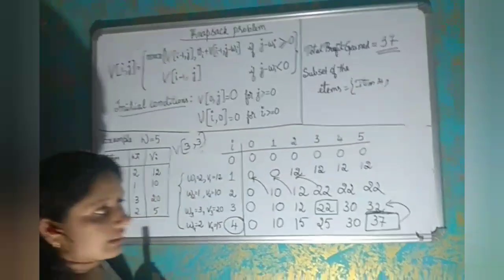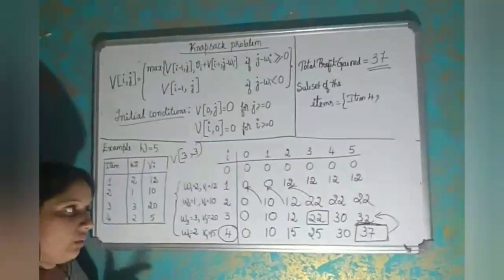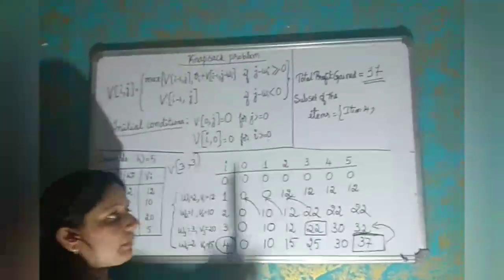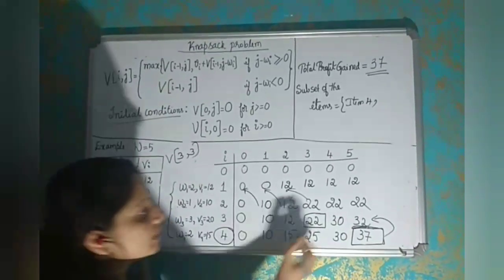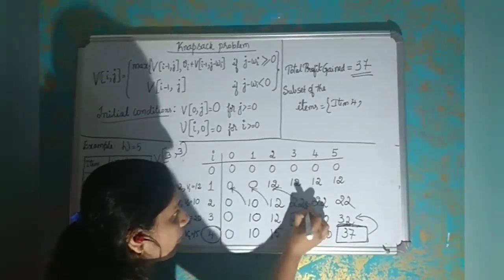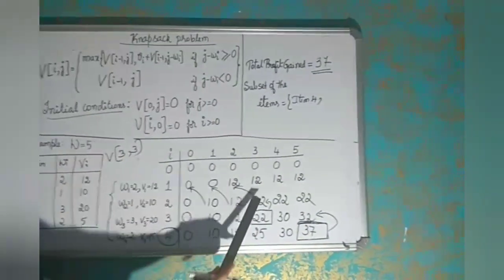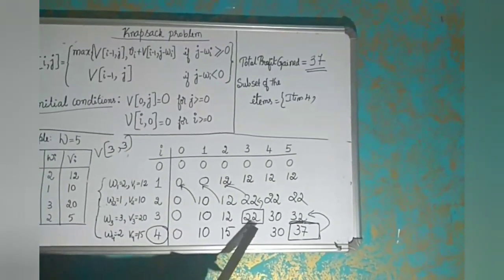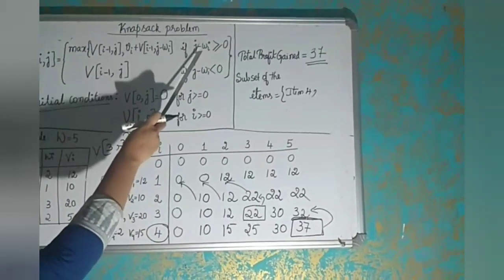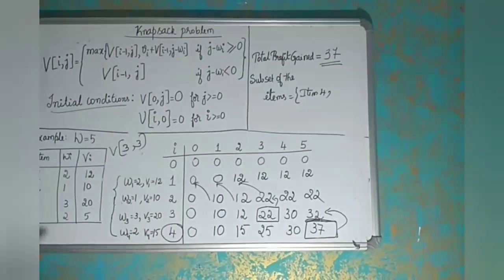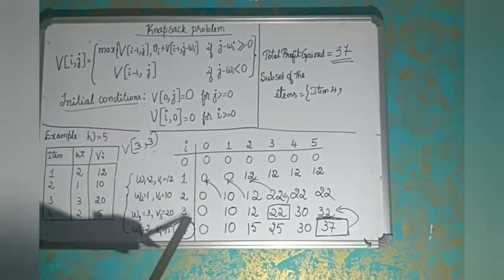Now you have to consider this. Now this you have to compare with the immediate previous row. So this and this you have to compare. Now check 22, 22. It has not changed. Why it has not changed? Because J minus Wi was less than 0. We were not able to include this item.